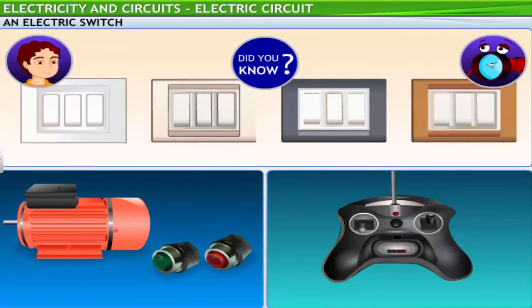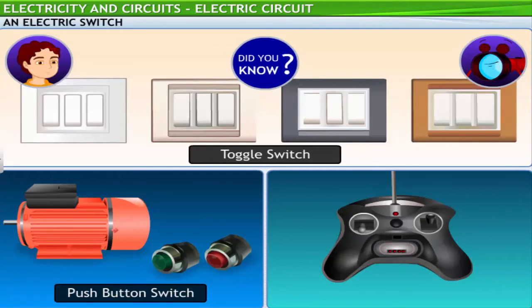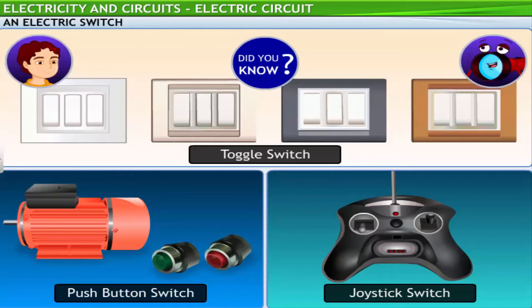Switches can be found in a variety of applications. A few common types of switches are toggle switch, used in our houses; push button switch, used in the starter of a water pump; joystick switch, used in the remote control unit of a toy car.